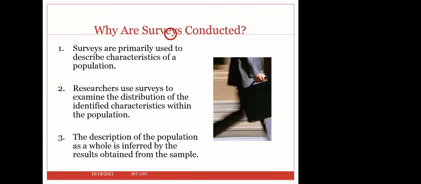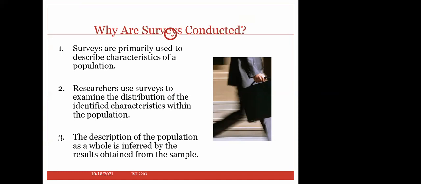So researchers use surveys to examine the distribution of the identified characteristics within a population. Again, you want to know how rich people are, how poor, how much they earn, and you want to examine the distribution of these characteristics, that maybe in this place people are poor, in this place people are rich, this is how much they earn, those kinds of things.